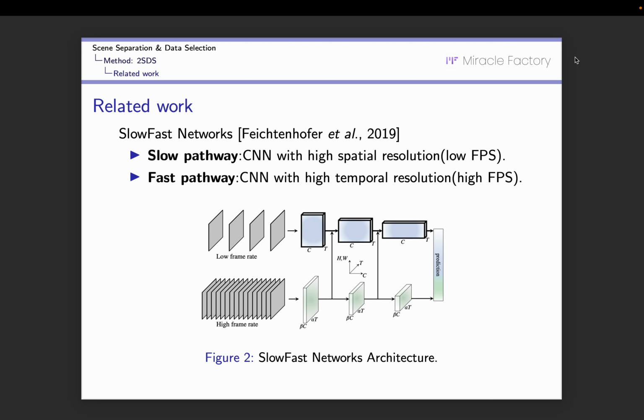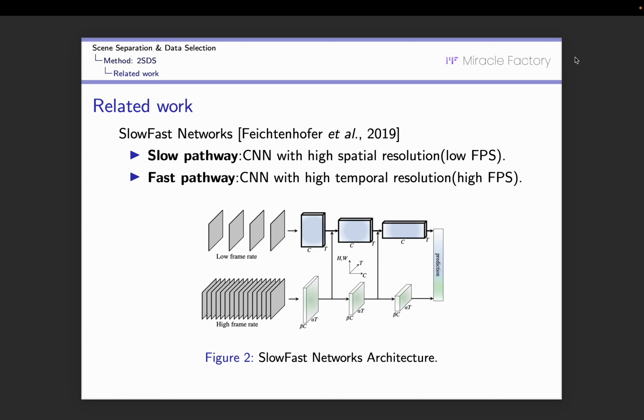Essentially, the slow pathway is a CNN model with a high spatial resolution. In other words, this type of CNN is very heavy, and usually it cares a lot about which objects are in a certain frame and what the position of this object in this frame is. So these CNNs are relatively heavy and they have a low FPS.